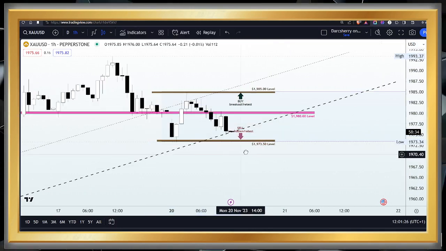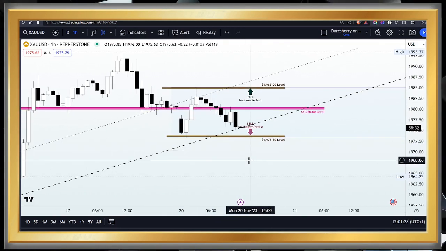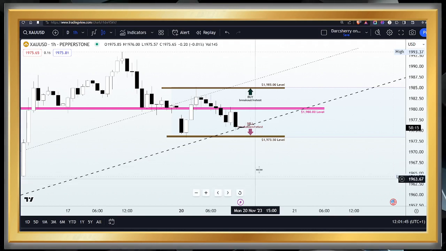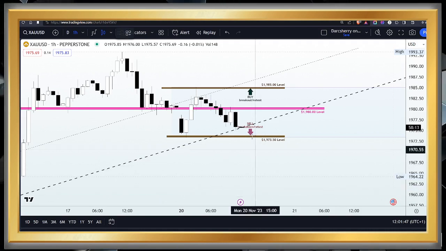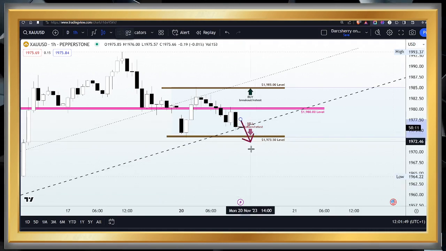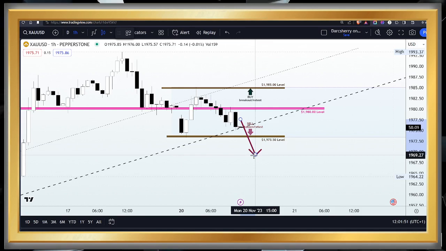Now, one interesting thing about this old structure is that, remember I said on the daily, on the higher time frame, that if price remains below the 1980, we want to be looking out for selling opportunities. But right here on the 1 hour time frame, it's clear that price action is within a range at this point. So I want to look out for more confirmations. And so in that regard, I'm looking at the breakdown of the $1,973.50 level as an opportunity to look out for selling opportunity.